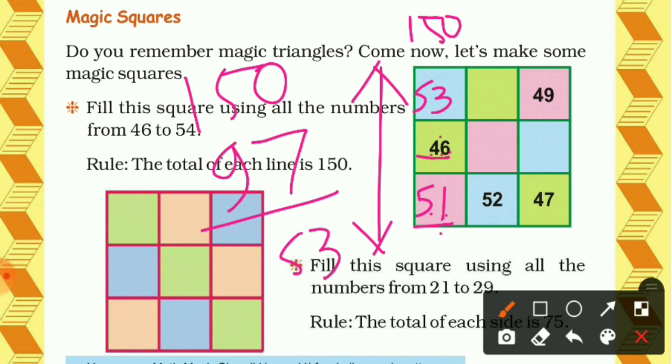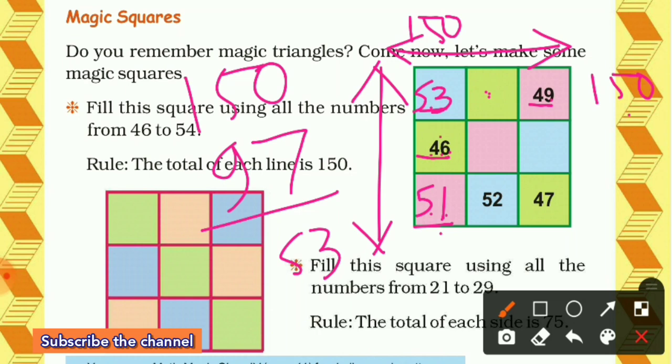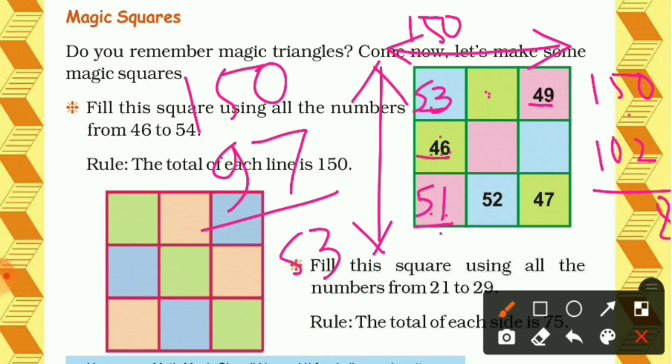Now once again, if you check vertically and horizontally for the first boxes, here we have 53 and 49. The middle box is blank. Its sum is once again 150. Clear? So we can find the sum of 53 and 49, then subtract it from 150. 9 plus 3 is 12. Write 2 and carry 1. 5 plus 5 is 10. So 102. Now subtract it. Here you will get 8 and here you will get 4. So you are getting 48. So in the middle we will write 48.